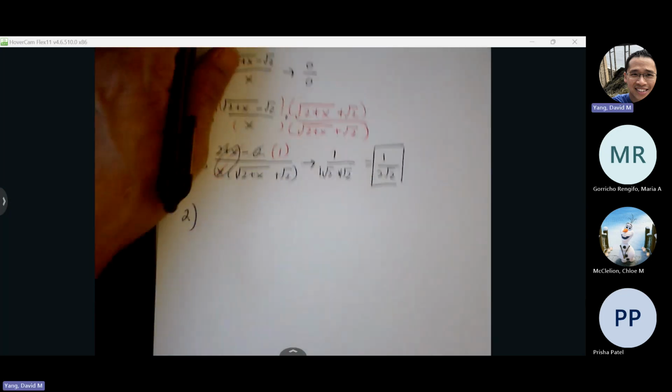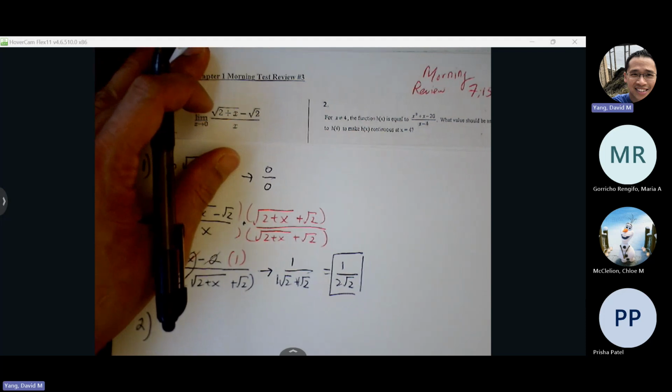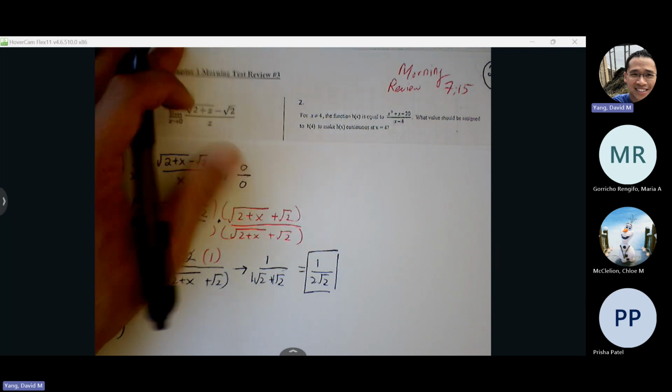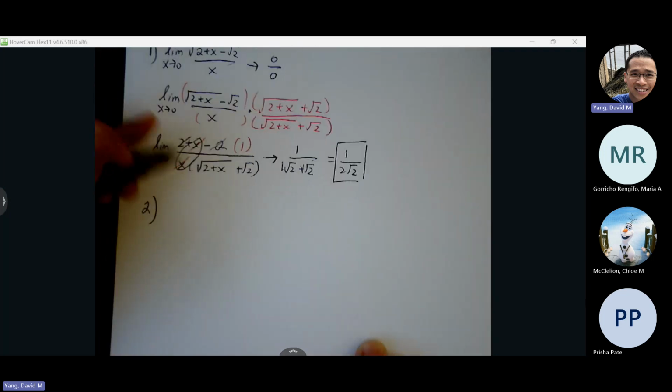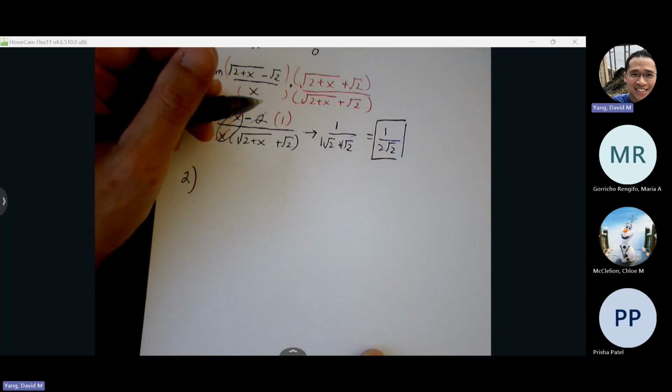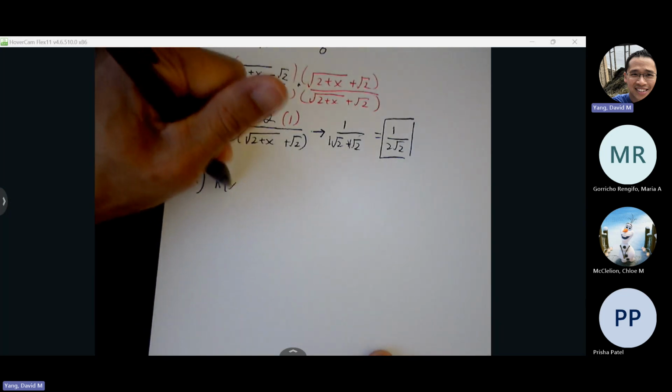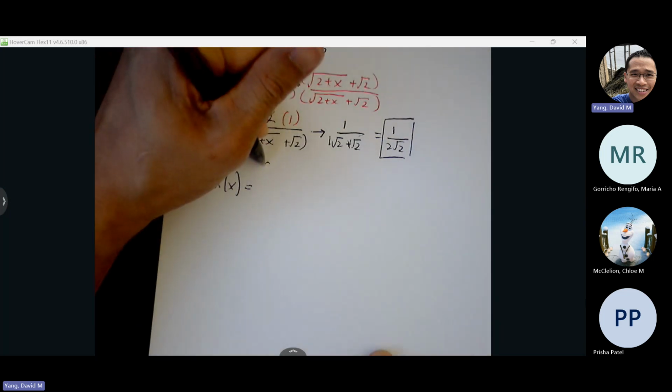Number 2, for x doesn't equal 4, the function is equal to x squared plus x minus 20 all over x minus 4. What value should be assigned to h of 4 to make h of x continuous at x equals 4? So it's kind of like that piecewise function that we've been dealing with, where we're looking for that missing k value. So same idea here. So let me rewrite h of x that way.